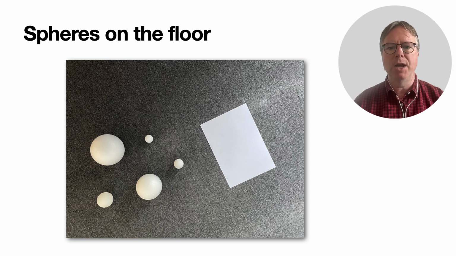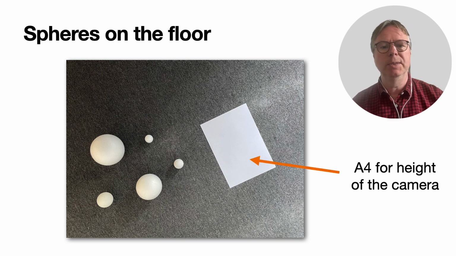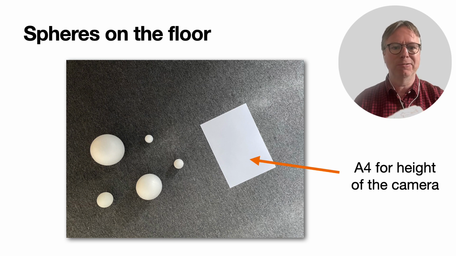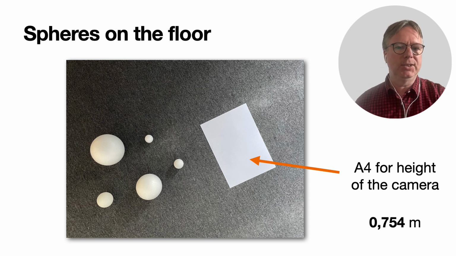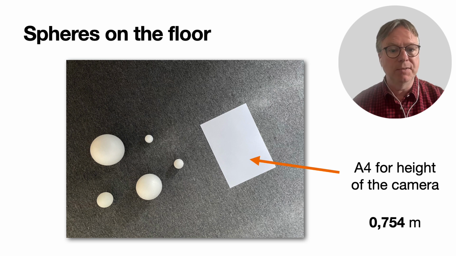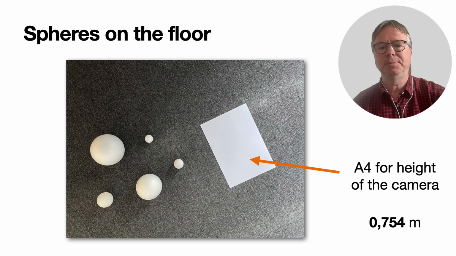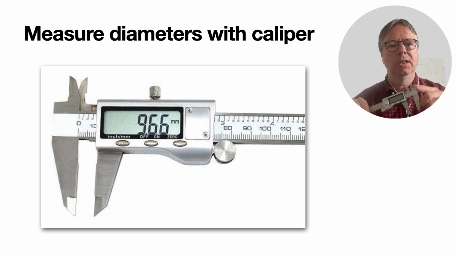So I put 5 spheres or balls on the floor here, together with an A4, and that's relevant because I am using the A4 for the height of the camera. You can go to another lesson to understand that. In my case, the camera is on my desk and it's here on the floor in my office. The height turned out to be 75 centimeters and 4 millimeters. And I'm measuring, as I said, with this caliper of which the batteries died.